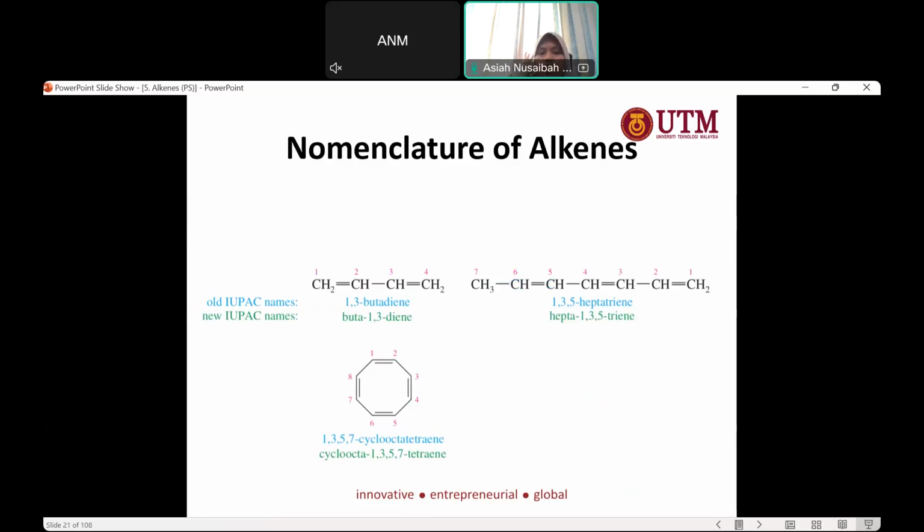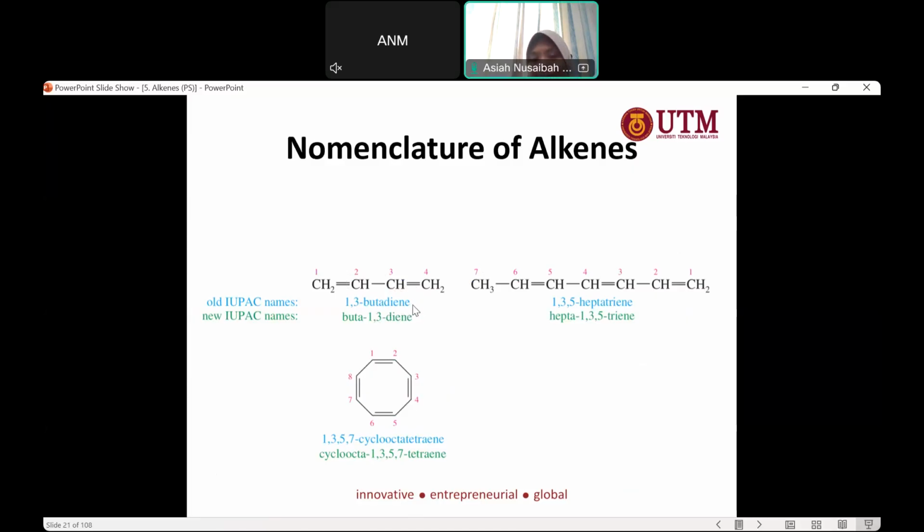So these are another example. Let's say we have several double bonds. Let's see the first example on top left here. We have butadiene because it's an alkene, so we ended with ENE. There are two double bonds, 1, 2. So diene. Di means two. ENE means it has double bond. So two double bonds are present here.